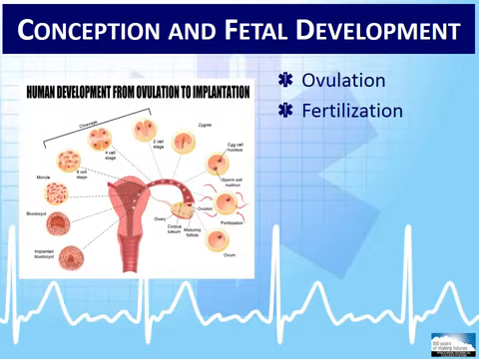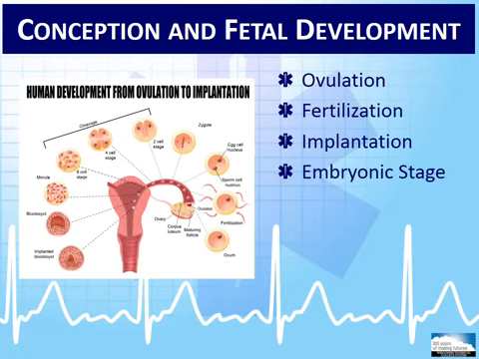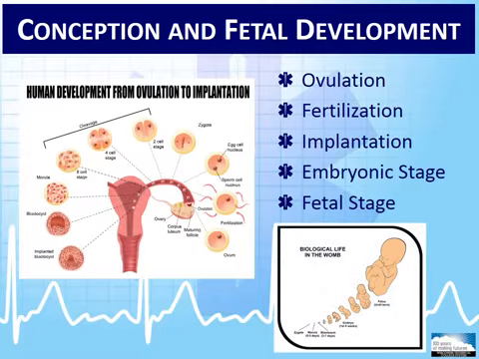Once the egg is fertilized, it must then implant itself into the lining of the uterus. If this implantation takes place somewhere else, an ectopic pregnancy will result. This type of medical emergency will be discussed a little later in this module. The next stage is called the embryonic stage, which is the period of time from fertilization to about 8 weeks afterward. The last stage is the fetal stage, which begins approximately 8 weeks after fertilization, after the embryonic stage, until delivery, approximately 40 weeks after fertilization.